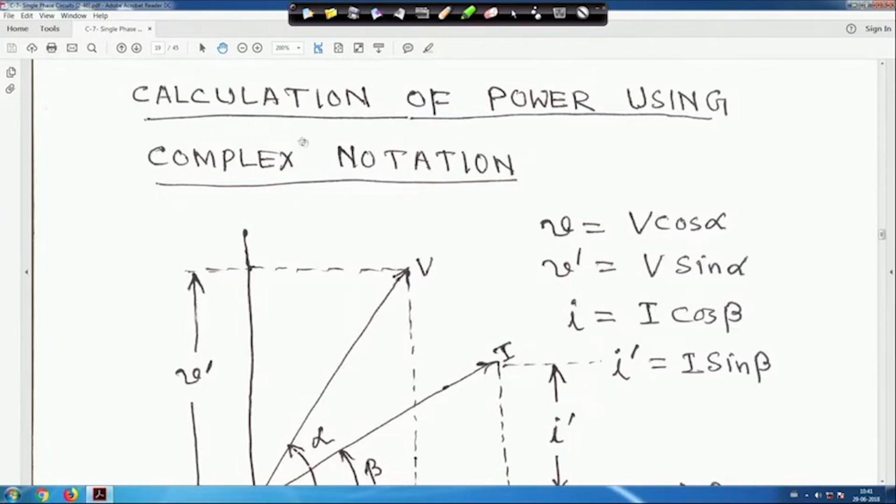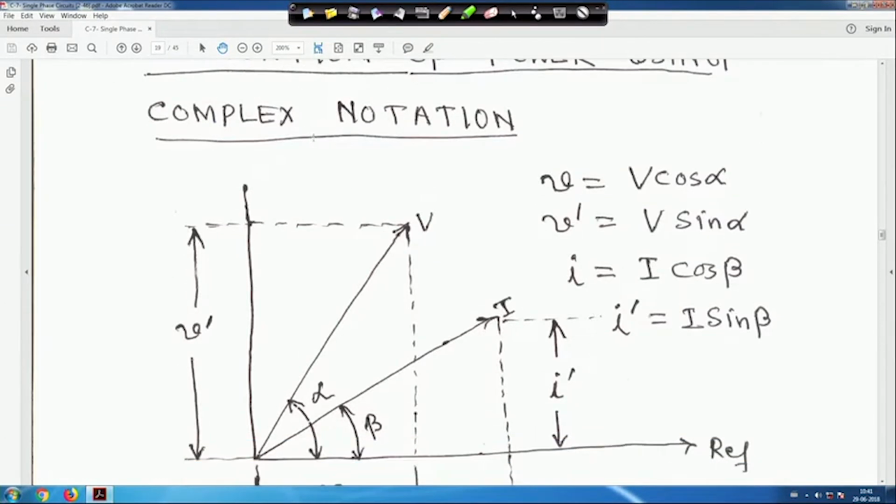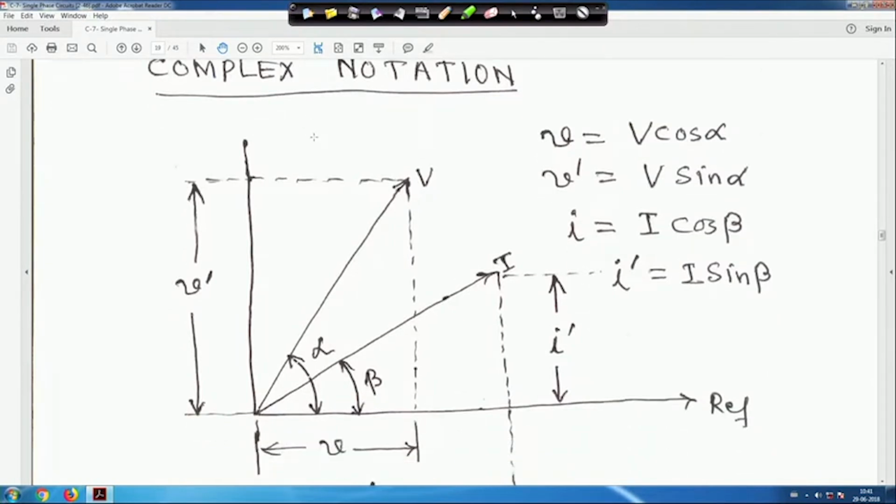So, calculation of power using complex notation. If you look into this phasor diagram, say this is my V, and this is my reference line, and this angle is alpha. Its horizontal projection V is equal to V cos alpha, and its vertical projection V dash is equal to V sin alpha. Similarly, for the current, its horizontal projection I is equal to... written at the bottom. Just hold on.